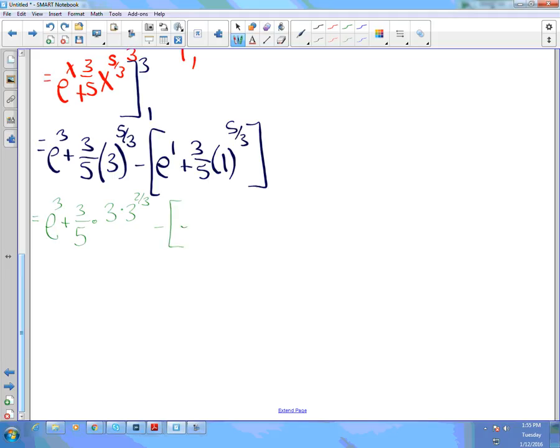Minus e to the first power is e, plus 3/5 times 1 to the 5/3. That's cube root of 1 times 1 times 1 times 1 times 1. Does that change at all? 1 to the 5/3 is just 1. Okay? We distribute that in and there's negative e minus 3/5.